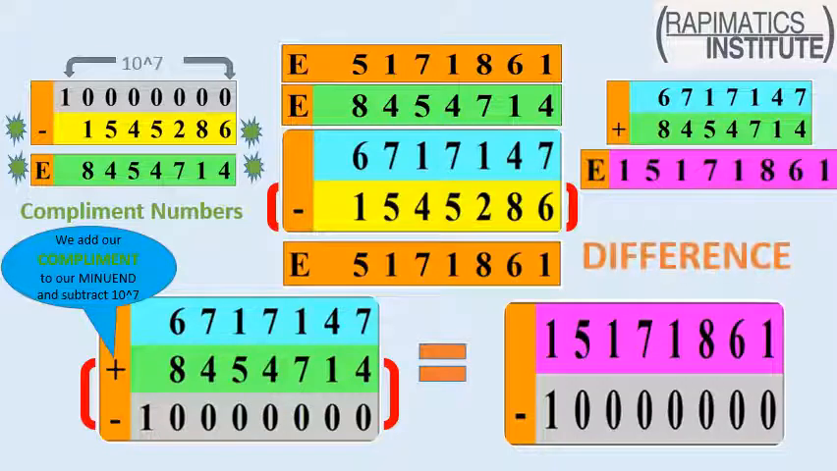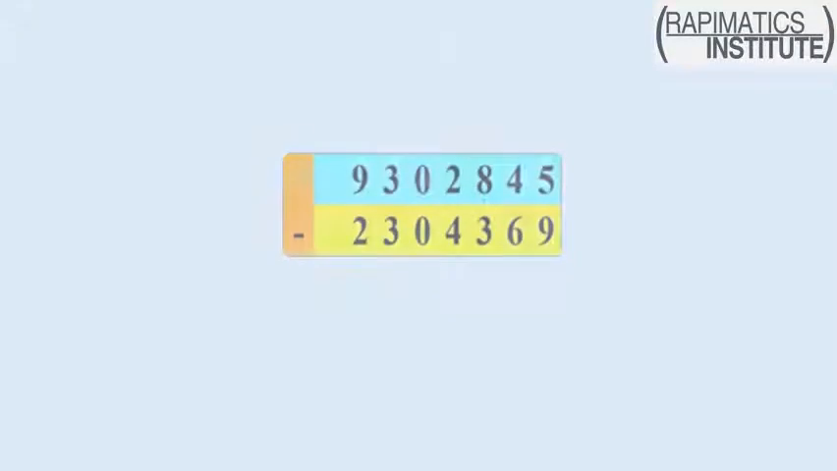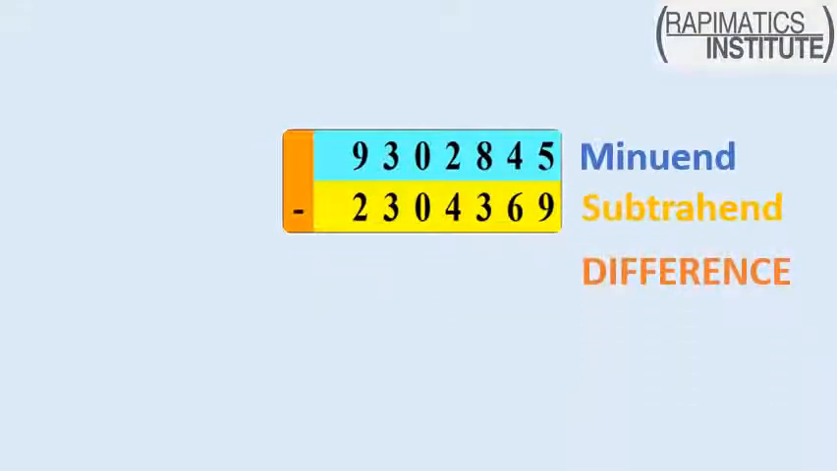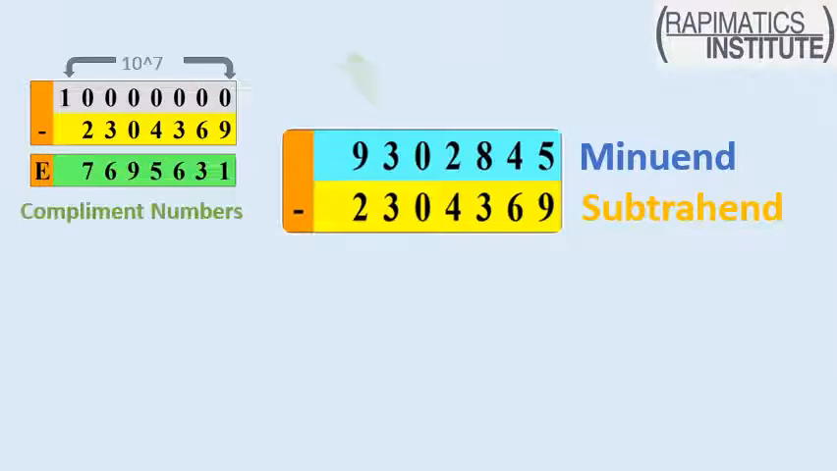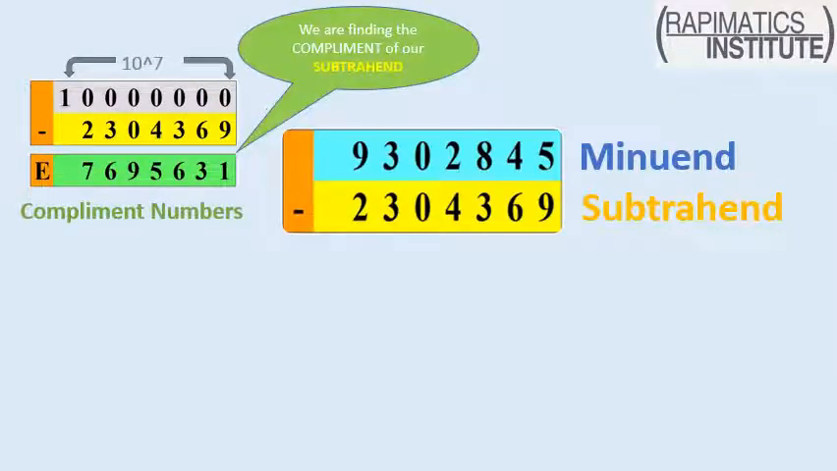Let's go through another one. These will start to make a lot more sense quickly. We've labeled our pieces. We're going to find the complement of our subtrahend. These are complement numbers because these two numbers, this yellow and this green, add up to a power of 10.